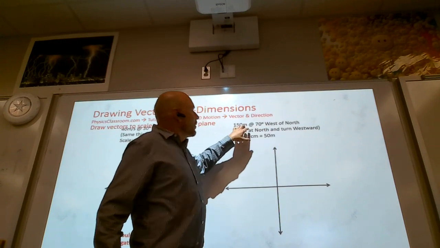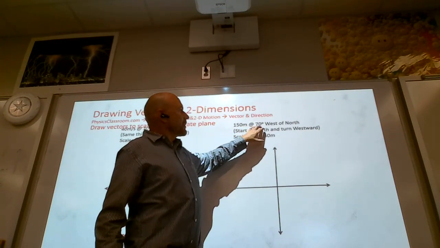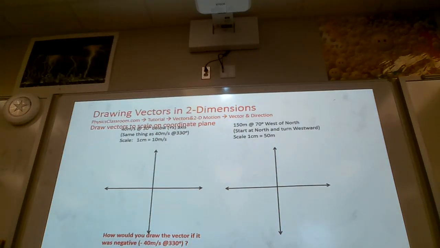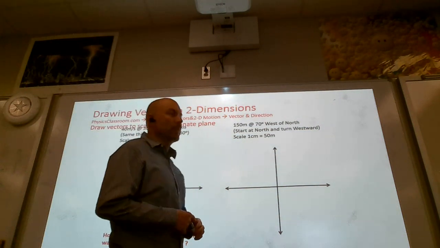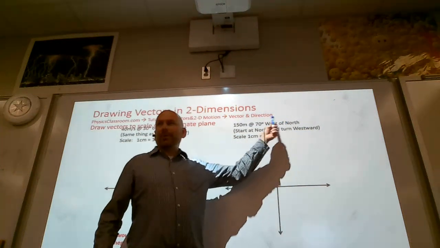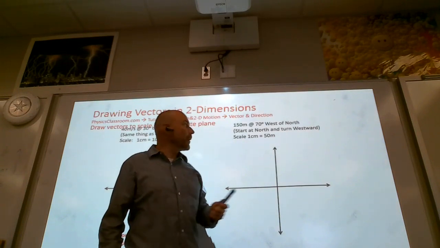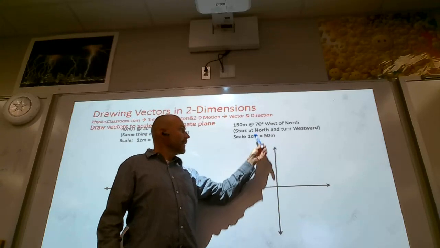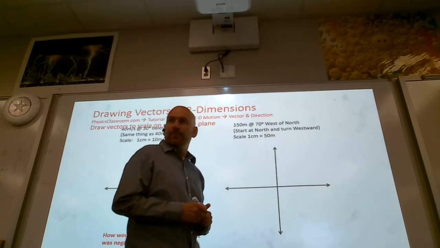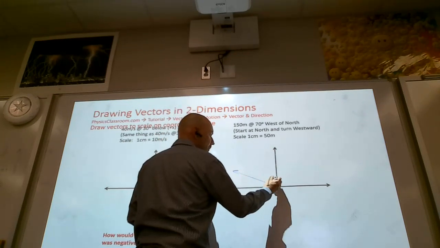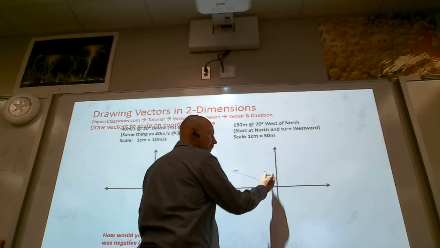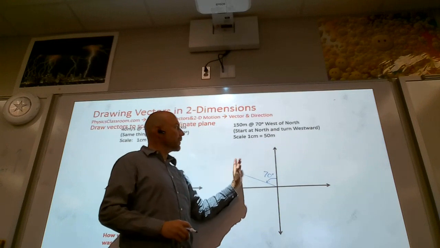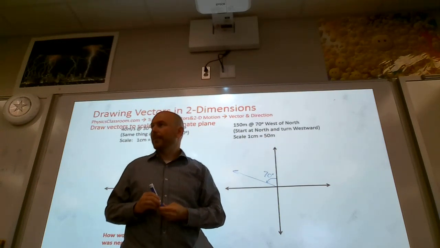So when you do like 150 meters at 70 degrees west of north, to decipher this, if this isn't something that's obvious to you, here's how you decode this. Read it backwards. Okay, what do I mean by that? Start with north, go west. How far? 70 degrees. That makes sense? Read it backwards. North, go west from north by 70 degrees.